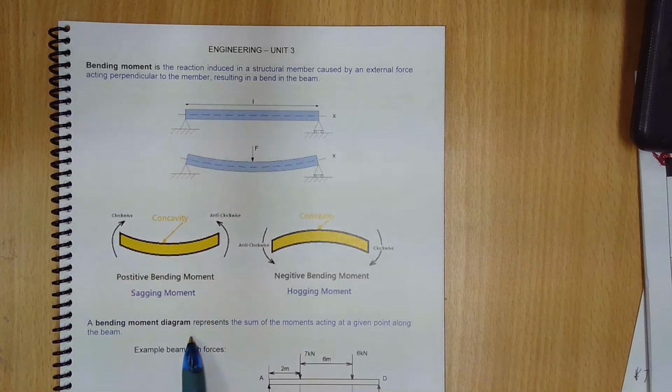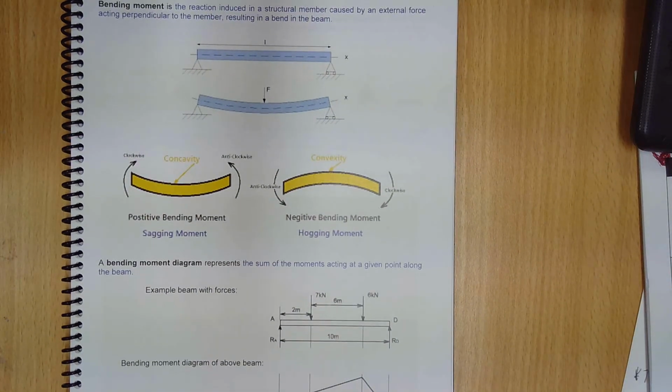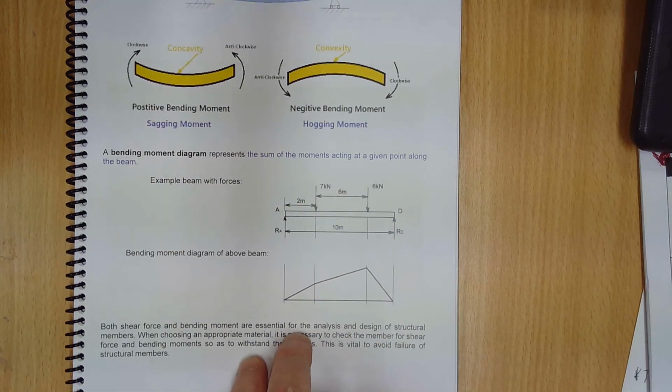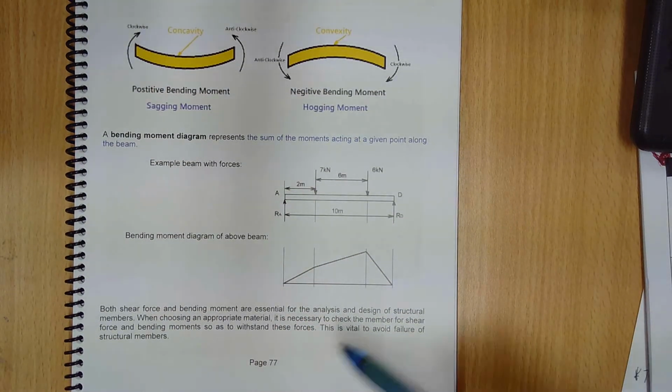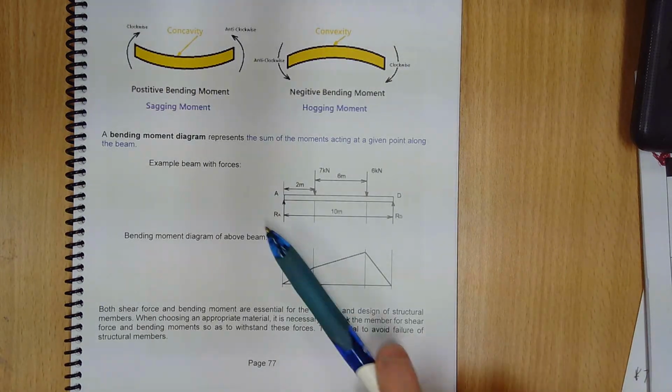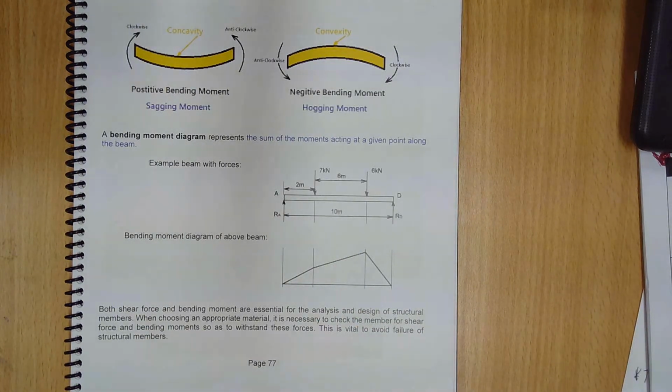So a bending moment diagram represents the sum of the moments acting in a given point along the beam. And here again is the example of our simply supported beam. We can work out the reactions, and we can then create a bending moment diagram from the beam above.